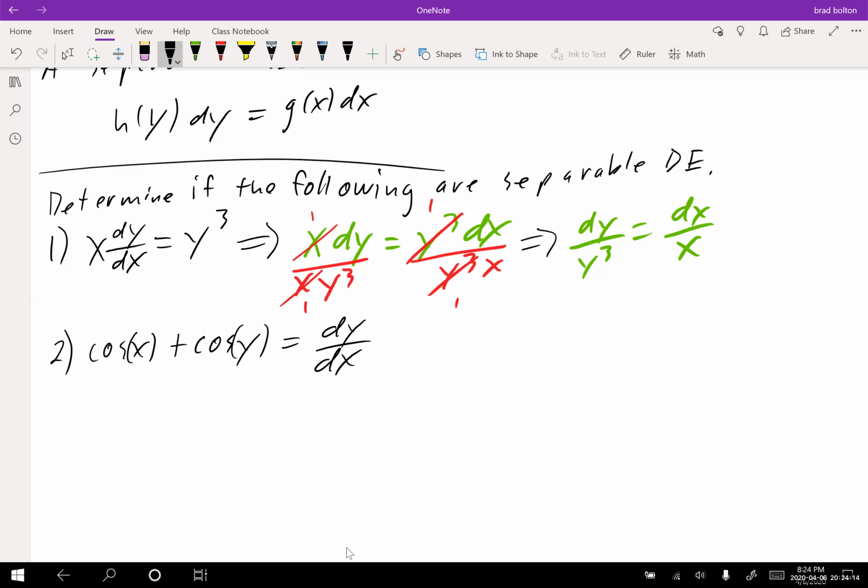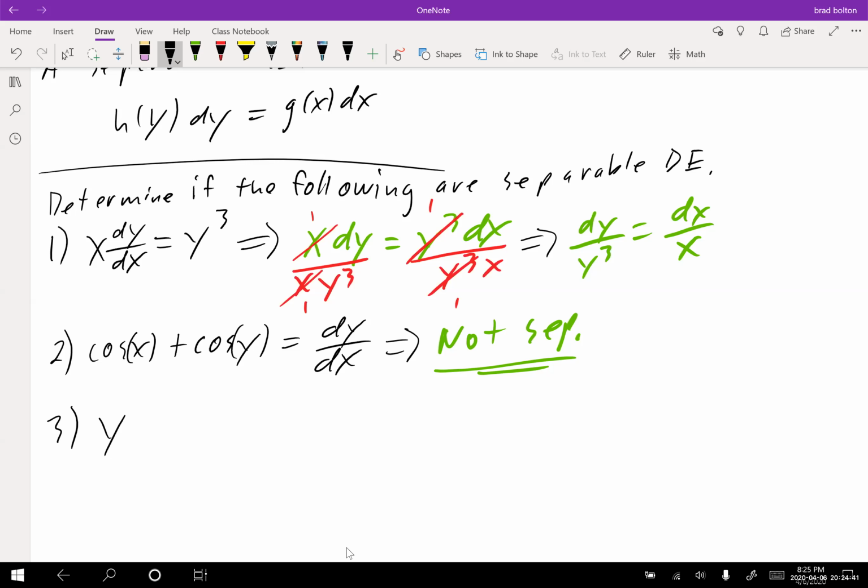So if I multiply dx over to the other side, that means that the cosine of y will also get a dx. So this is not a separable differential equation, because the moment I multiply that dx over to the other side, I'm in trouble. So it's normally pretty obvious when you can't do it.